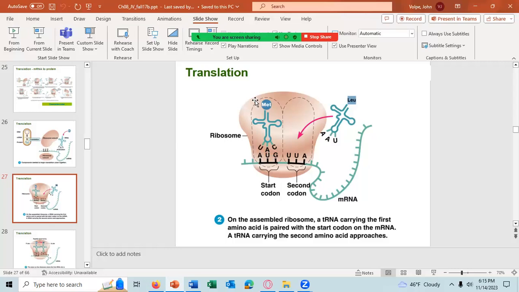And then this first site of the ribosome makes a channel for the first tRNA to come in. And the first tRNA will always bring in the amino acid methionine, and methionine is always paired with the tRNA that has the anticodon UAC, which binds to the start codon, hydrogen bonds.